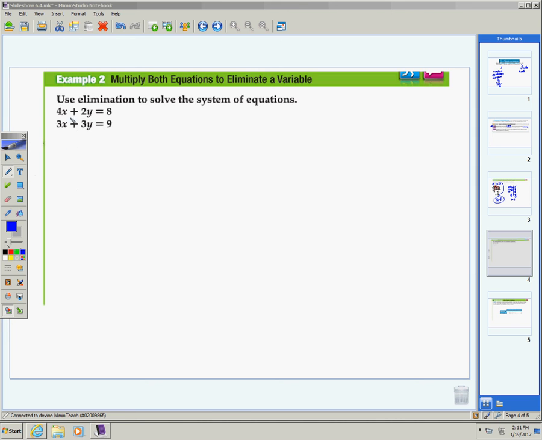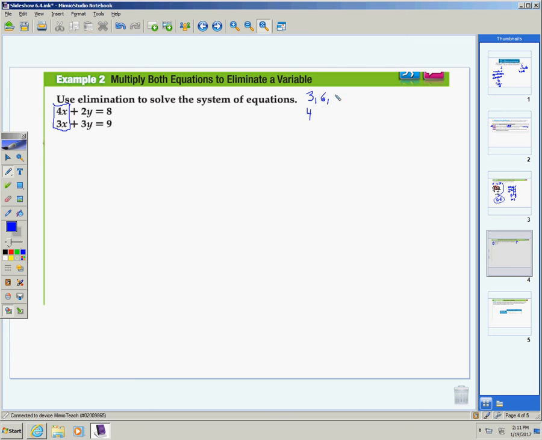No matter which variable I look at, I can't find a way that I can multiply one of these equations by a number to get them to match up. So what I'm actually going to do is look at my x's and try to find the least common multiple, or the LCM, of 3 and 4.